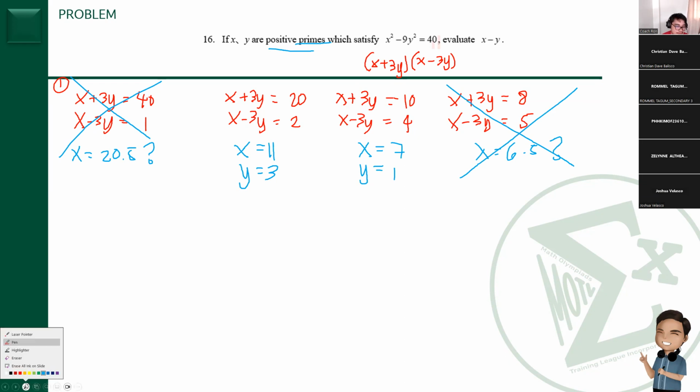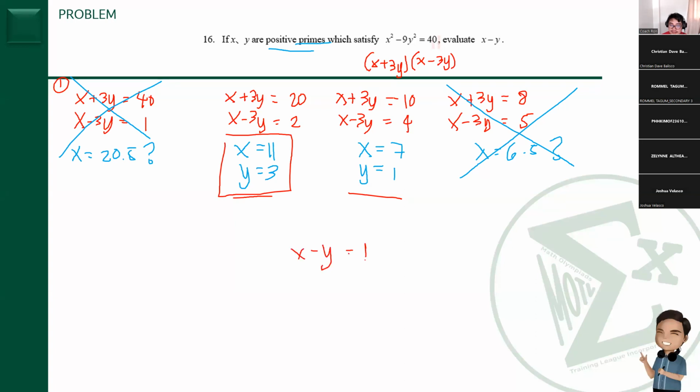Okay. So which one are we using? Are we using this one or this one? 11, 3, 7, 1. Note that 1 is not a prime. No, 1 is neither prime nor composite. It's a special number to begin with. So we're gonna do this one. X is 11, y is equal to 3. So x minus y is 11 minus 3. That will give us 8. Next up.